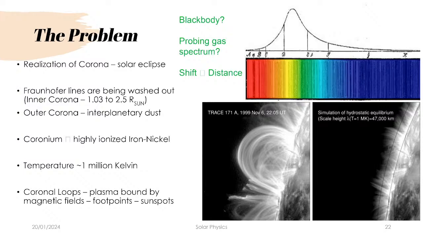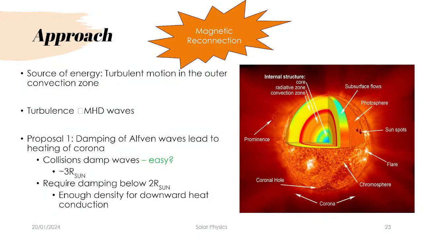Okay, so now let's talk about the approach of how we are trying to solve the coronal heating problem. It's widely accepted and agreed upon by scientists that the source of this energy is from the convection layer of the sun that we had talked about before. And the heating mechanism is due to some kind of turbulence, because turbulence gives rise to heating. This turbulence can be either due to MHD waves or due to something called magnetic reconnection, which I won't be touching upon in this talk.